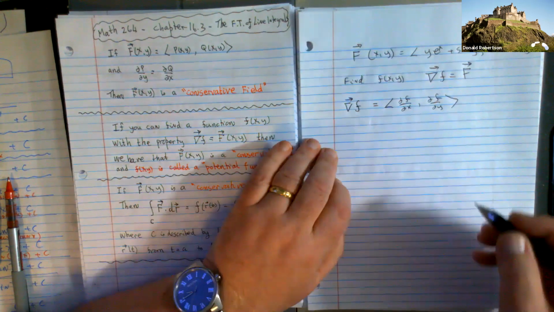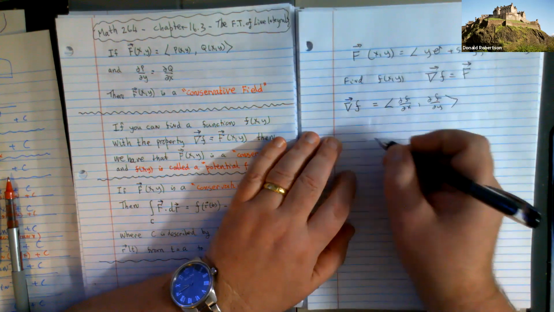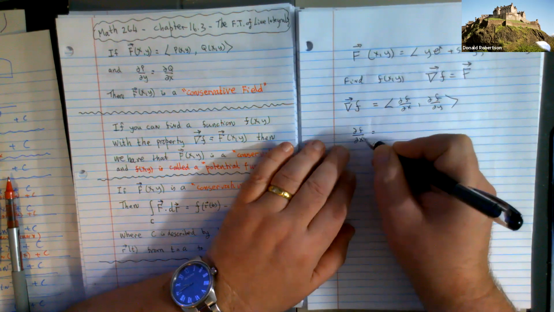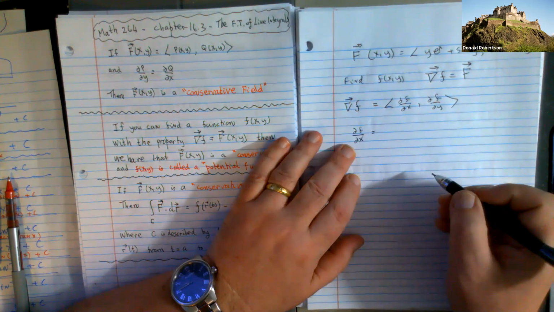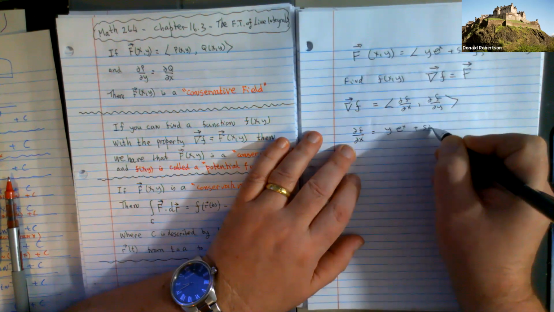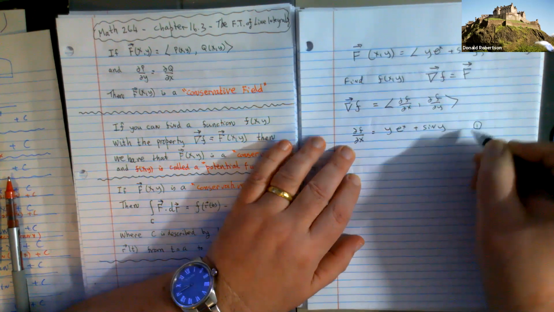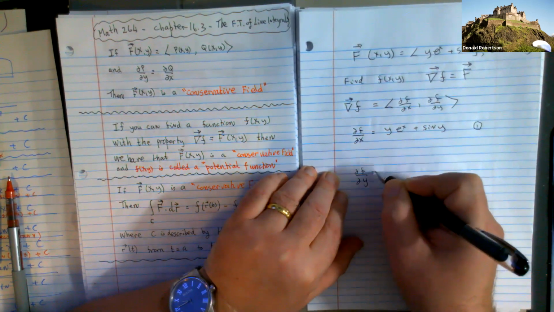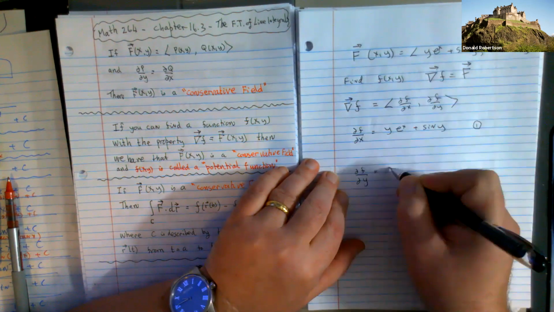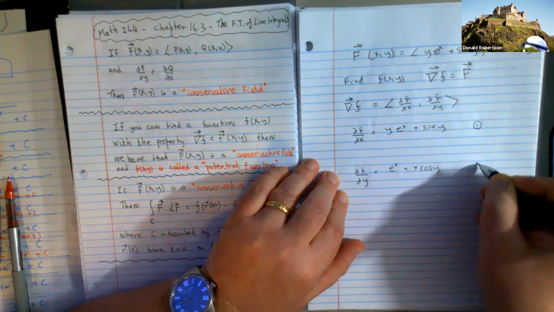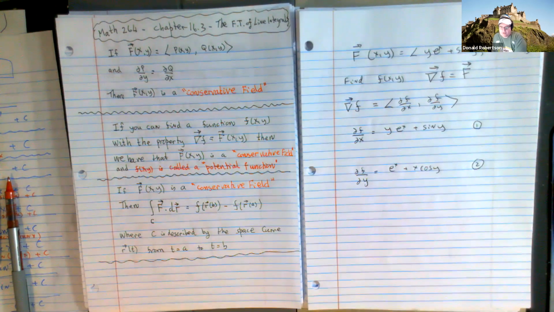And now if I match this with that, what I now have is that the partial derivative with respect to x of the potential function should equal this guy, which I'm going to call equation 1. And the second one should be equal to that guy, which I'm going to call equation 2. And we are going to find who f is.